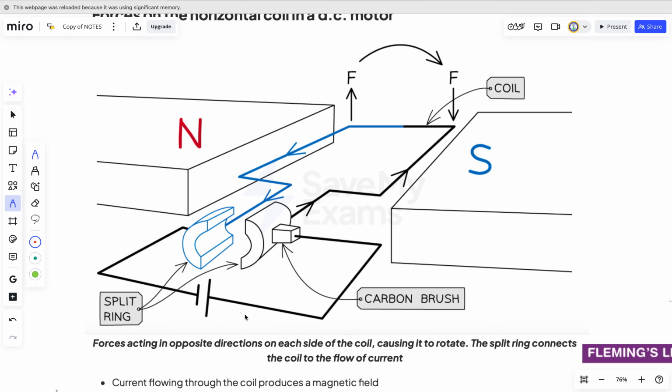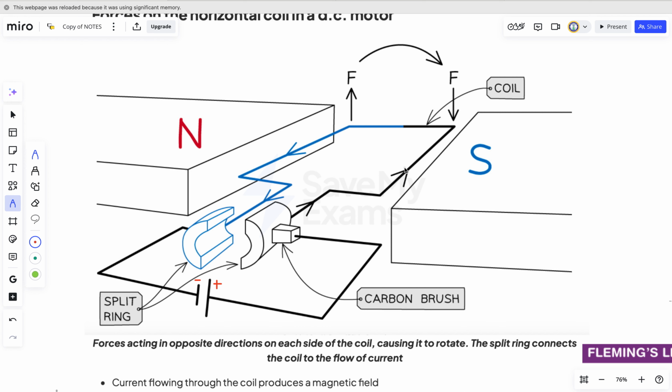Now, if you take a look at this, the current is going this way. For this particular circuit, the current flows in from the positive terminal of the battery. Current always flows into a circuit from the positive side. It goes in through these carbon brushes, which protect us from the split ring, which is a conductor. The rectangular coil is in contact with this split ring, which means the split ring is also rotating with the coil. So the current flows through the split ring to the coil, and then along this way.